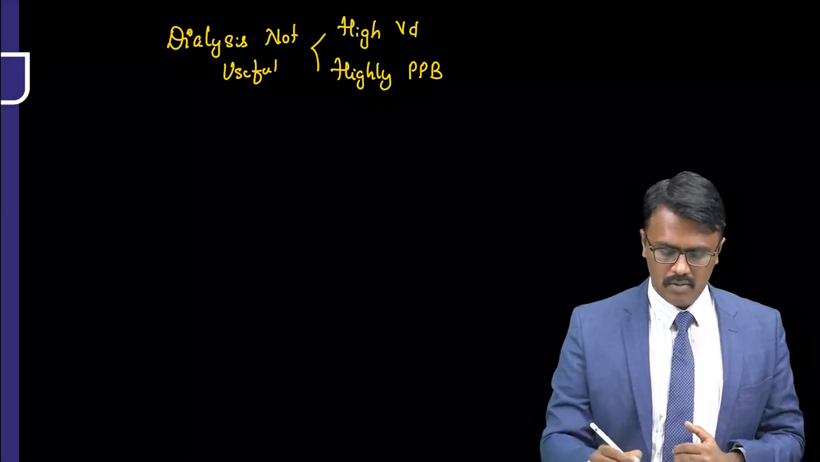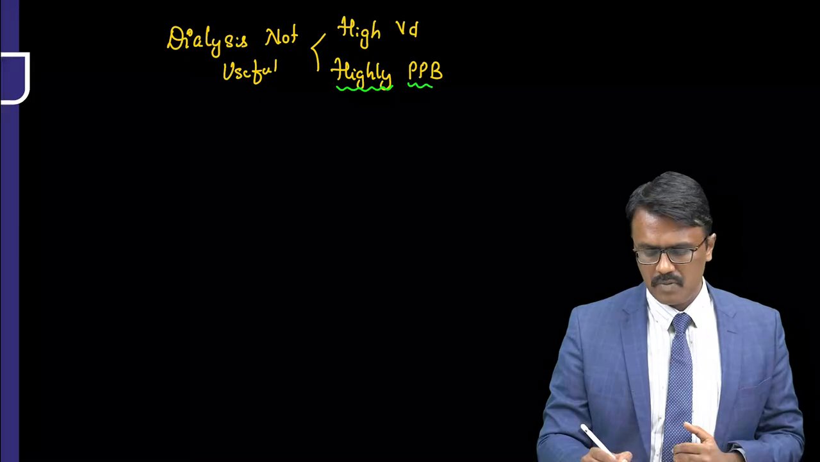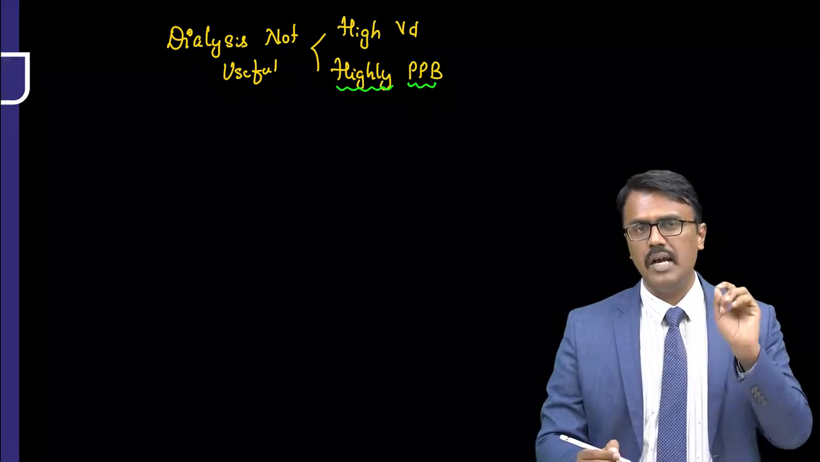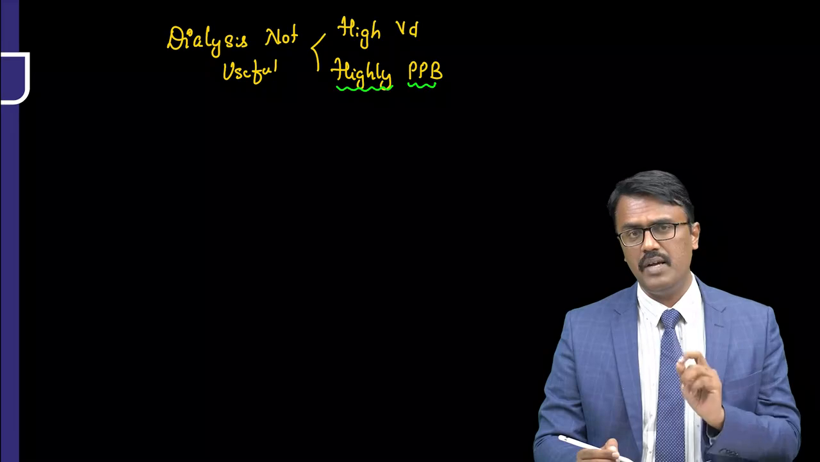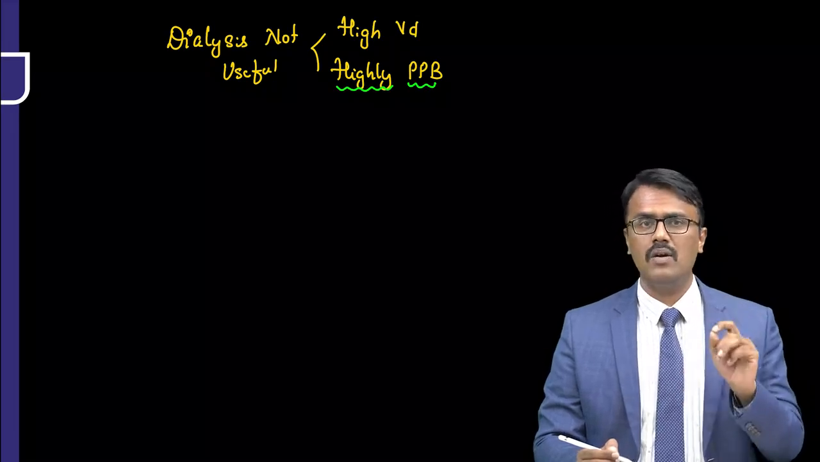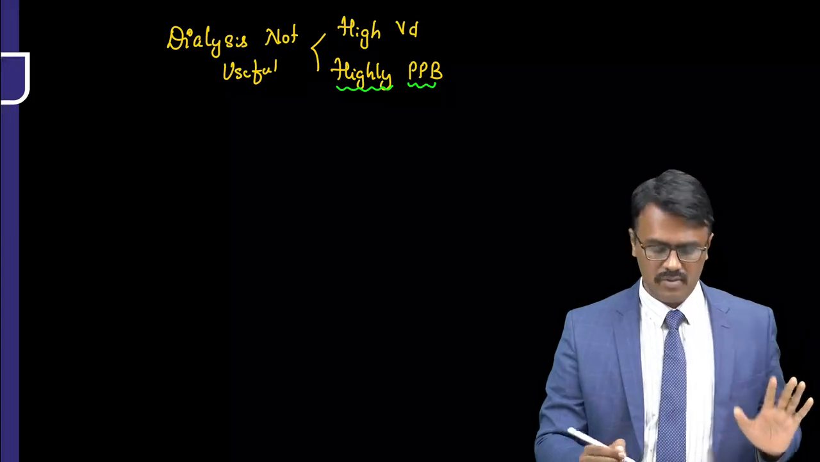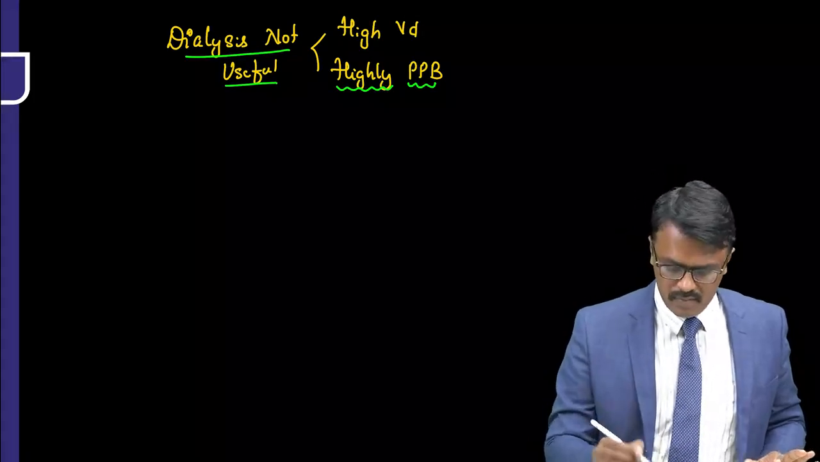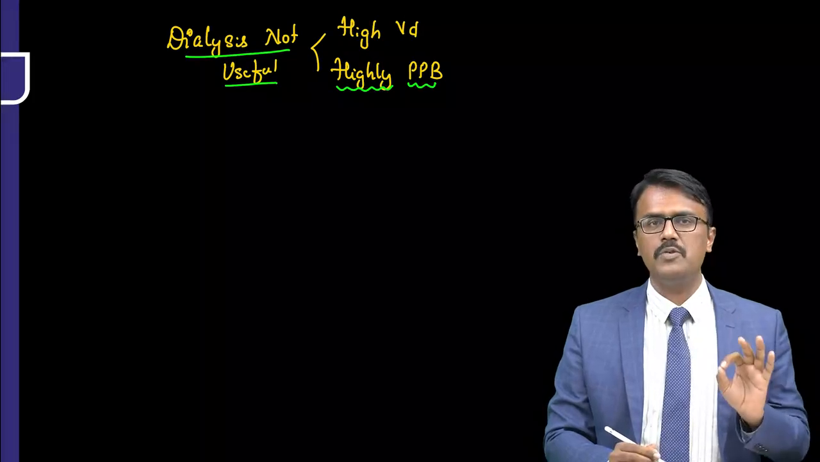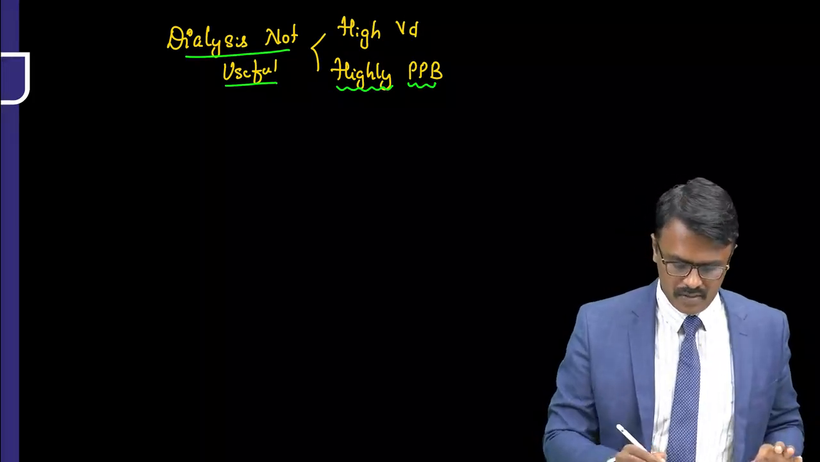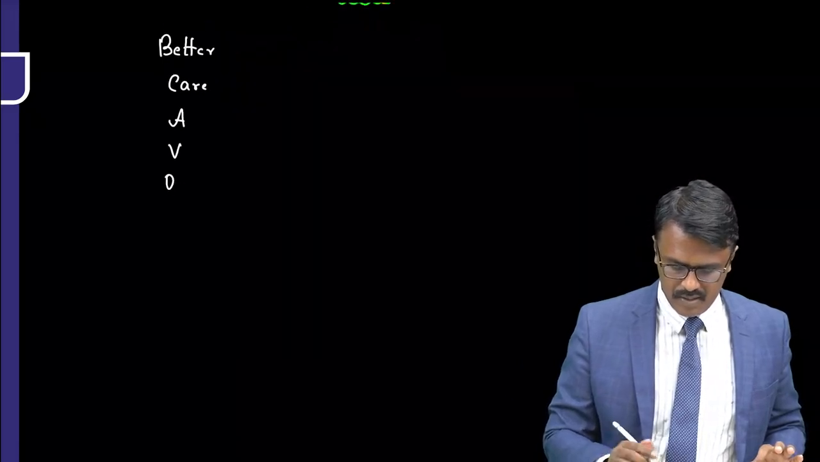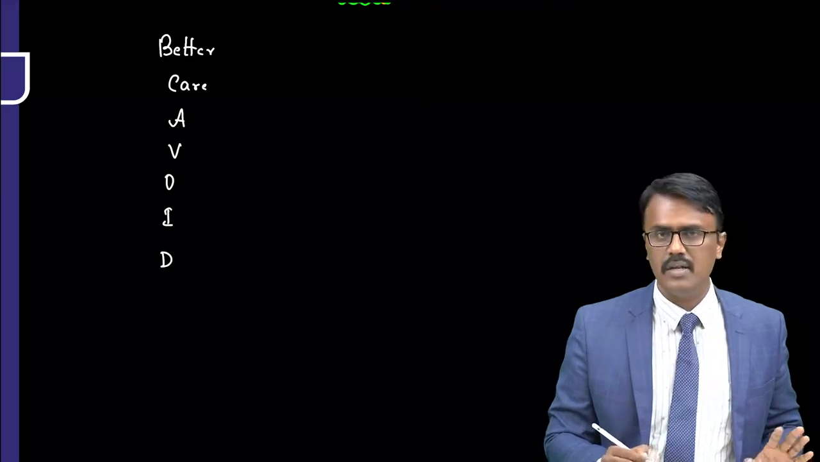And one more: in low volume of distribution also, if the drugs are highly plasma protein bound, they cannot be removed. So one exception in low VD is if the drugs are highly plasma protein bound. Why? Because plasma proteins are not removed by dialysis. That's the reason. So dialysis is not useful in these two situations. Because of this, there are certain poisons where you should not do dialysis. I will give them. So the mnemonic is BCAVOID, better care avoid. In these poisons, don't do dialysis.